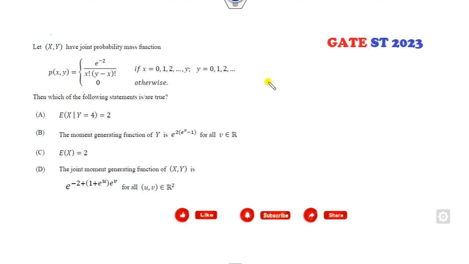Okay, look at another one. It's GATE 2023. The probability density function is given to be here, x factorial. Oh, that's very simple. Okay, fine. This is the probability density function. Do you remember any of the distributions which fall under y minus x factorial? Do you remember that?